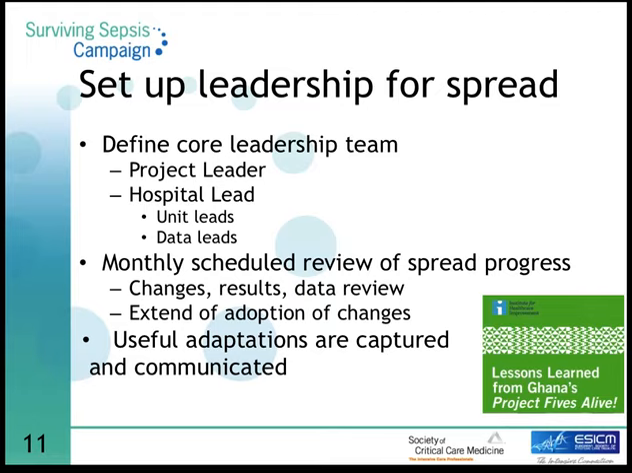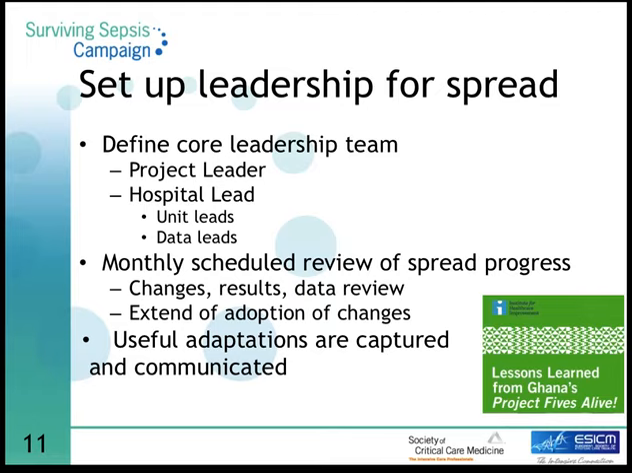And do you have people responsible for collecting data who understand how to collect the data, the frequency to collect the data, the importance of it, and how to display that data and support the unit leads to really understand if there's improvement? So the data and the unit leads need to work very closely hand in hand. Sometimes they can be the same person. So as a leader, you've got your core leadership team, project leads, hospital leads, and unit leads, and data leads.